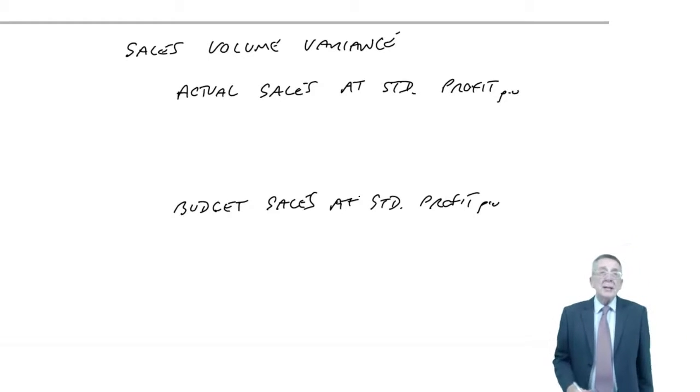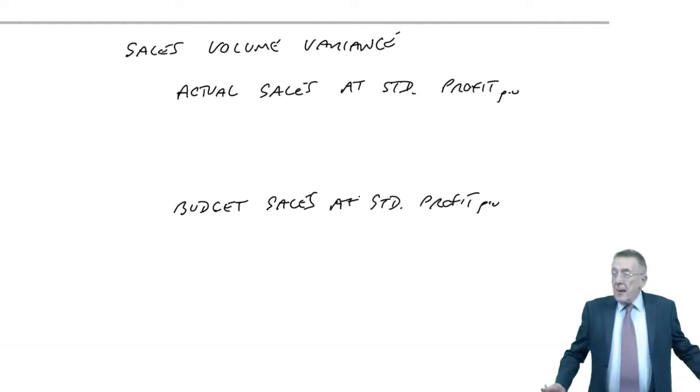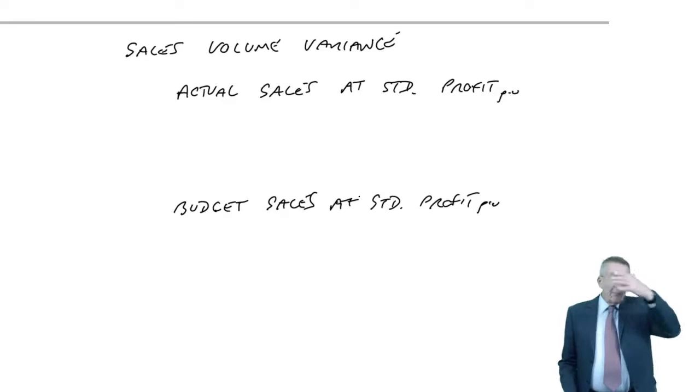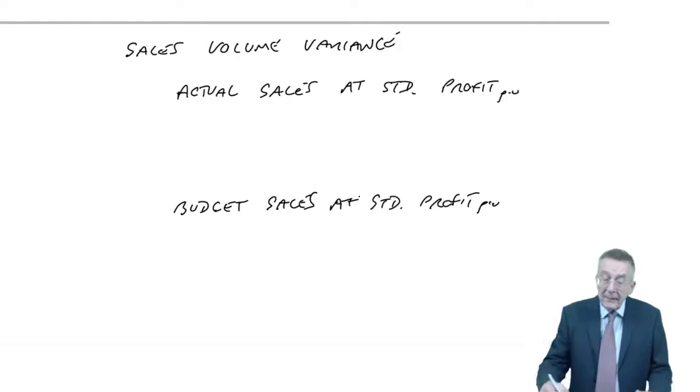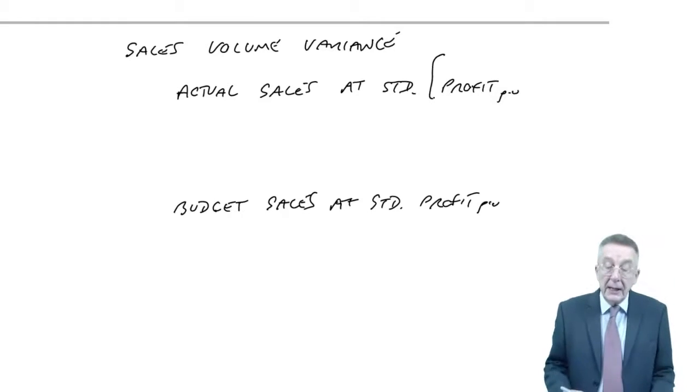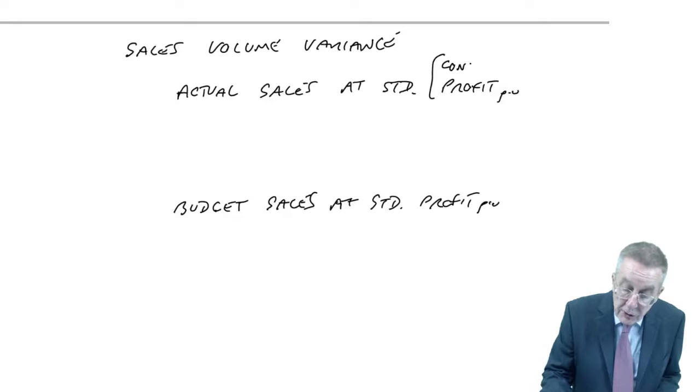Now, I say standard profit per unit. You should be happy with the fact, from the paper F2 lectures, that it depends really. If we're using absorption costing, we cost these at standard profit per unit. If we're using marginal costing, we cost at standard contribution per unit.